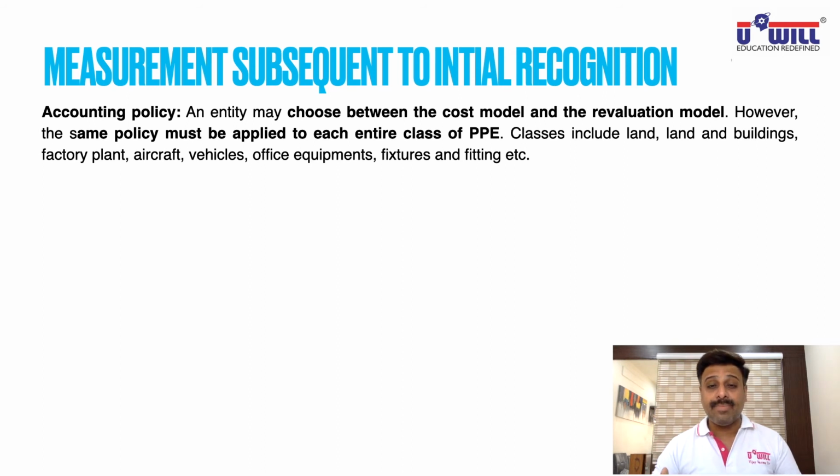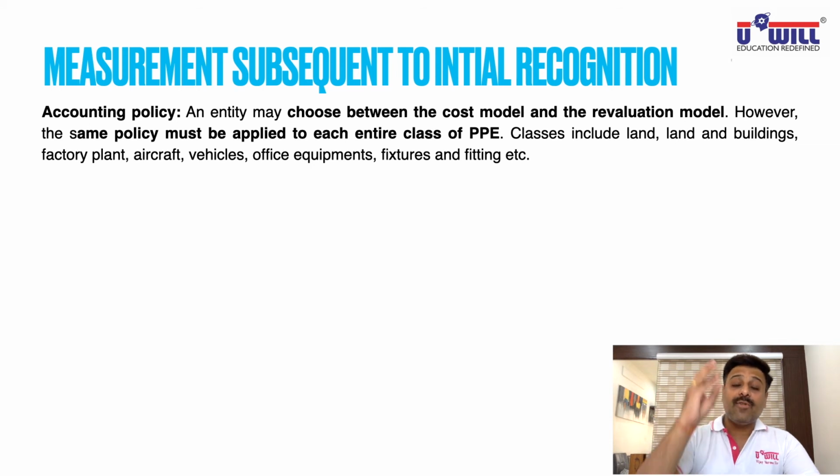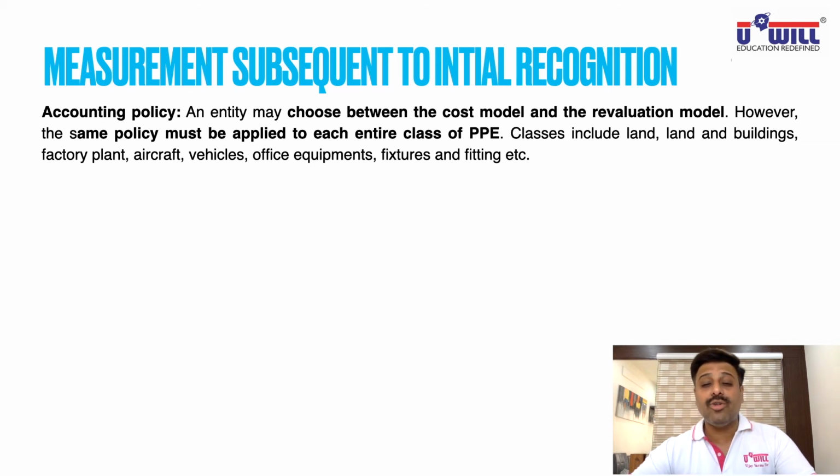As per AS 10, the business entity is free to choose either the cost model or the revaluation model, but you cannot use, suppose plant and machinery, for machinery A the cost model and for machinery B the revaluation model. If for machinery you are using the cost model, then for machineries A, B, C, D, all machineries use the cost model. If for buildings you are using the revaluation model, then for buildings A, B, C, D, all buildings you have to use the revaluation model only. However, the same policy must be applied to each entire class of PPE.